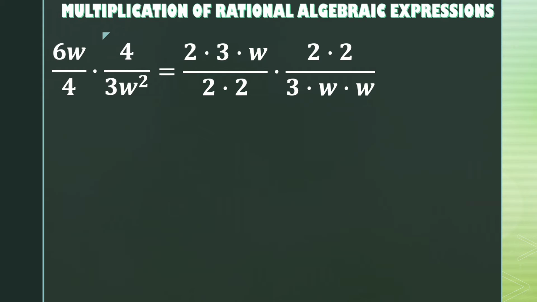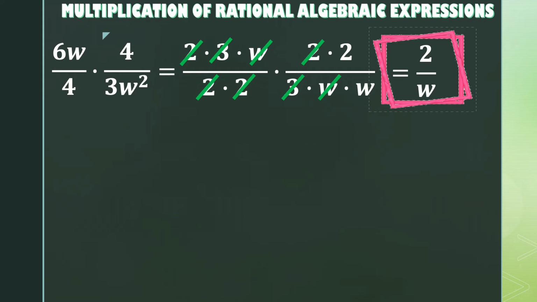Then, magka-cancel out na tayo. We have 2 over 2. Cancel natin yon. Saka yung 3. Then, we have w. Saka, etong 2. So, yung remaining factor natin is 2 sa numerator and w sa denominator. So, that is equal to 2 over w. That will be our final answer. Okay po? Next example.